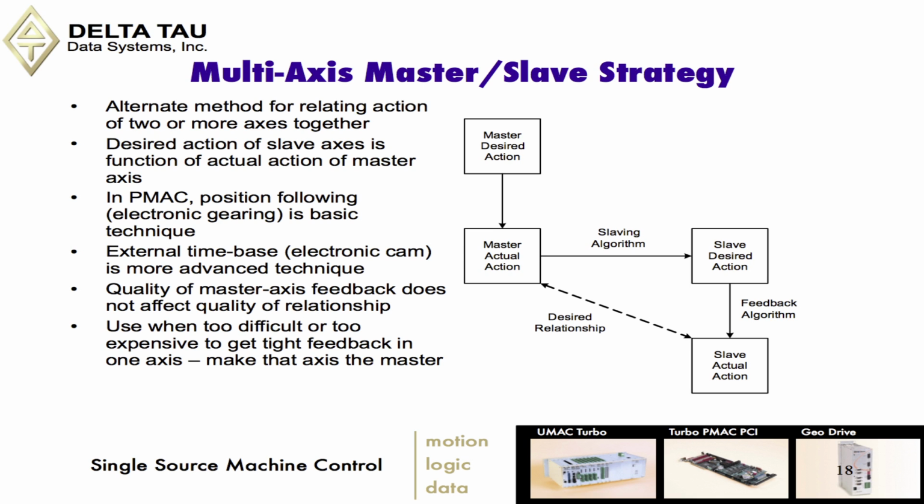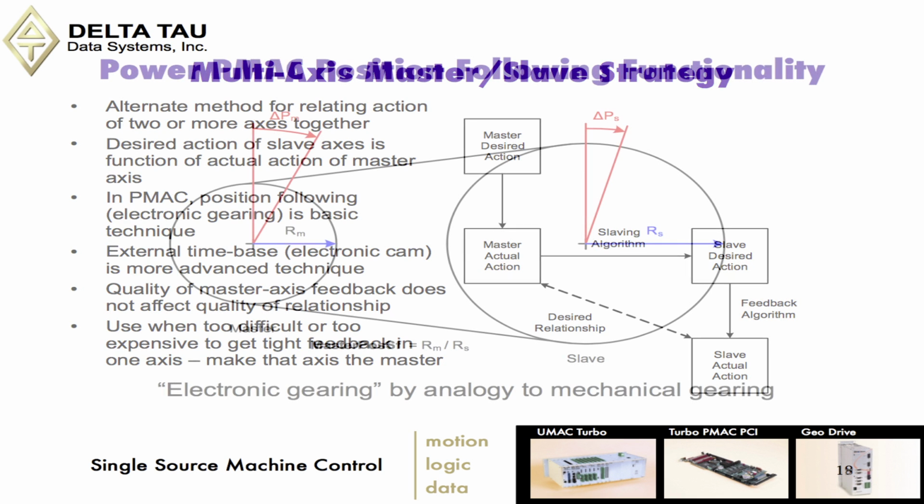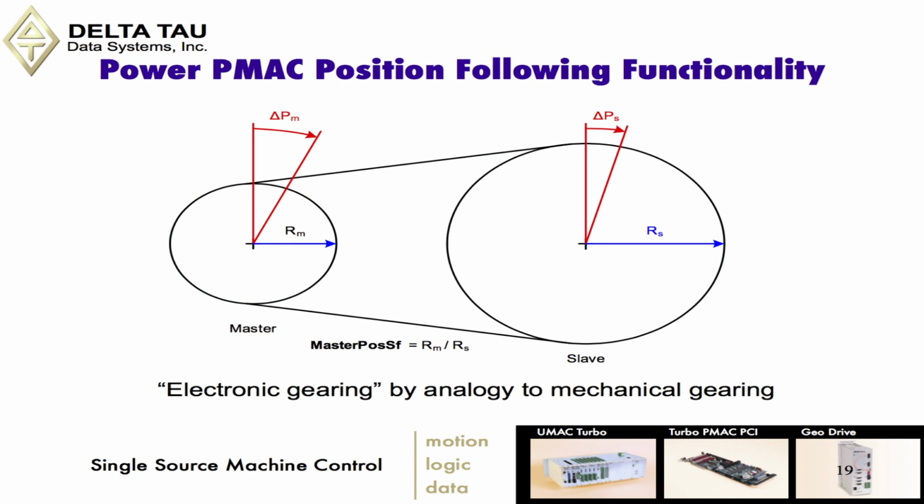So, basic position following functionality, electronic gearing. This is the mechanical analogy: the radius of the two pulleys, and then the amount of angular motion provided from one motor to the other. And then there's the master position scale factor. It basically is the ratio of those two radii.